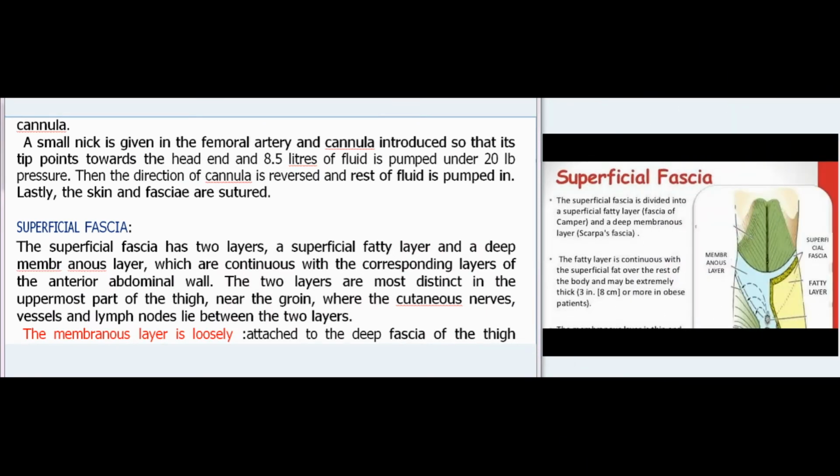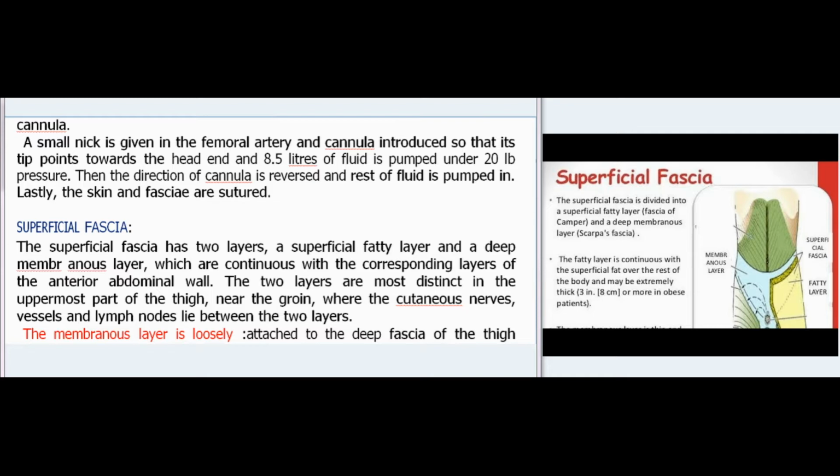A small nick is given in the femoral artery and the cannula is introduced so that its tip points towards the head end, and 8.5 liters of fluid is pumped under 20 pounds pressure. Then the direction of the cannula is reversed and the rest of the fluid is pumped in. Lastly, the skin and fasciae are sutured.